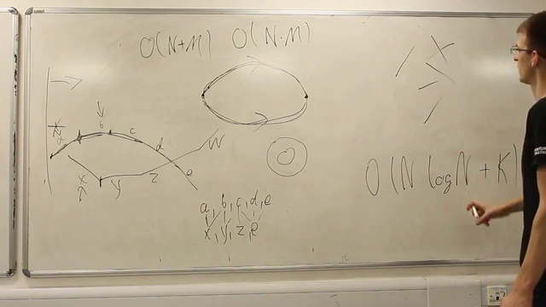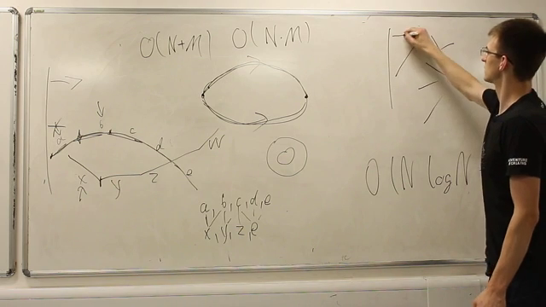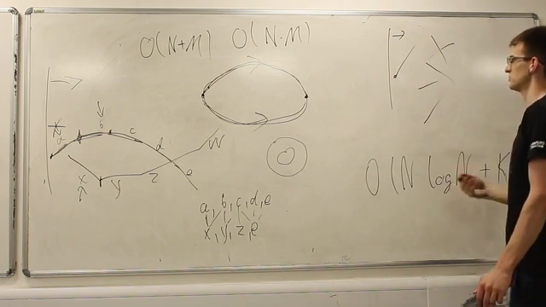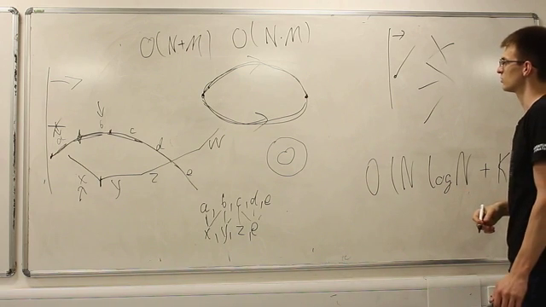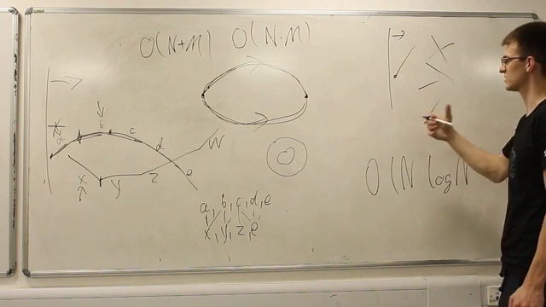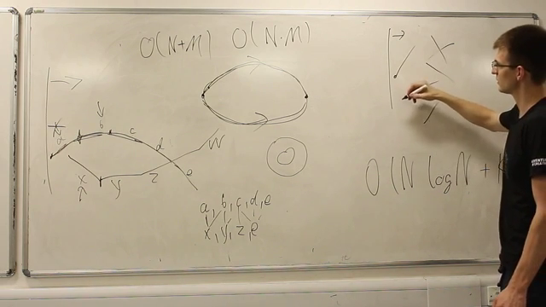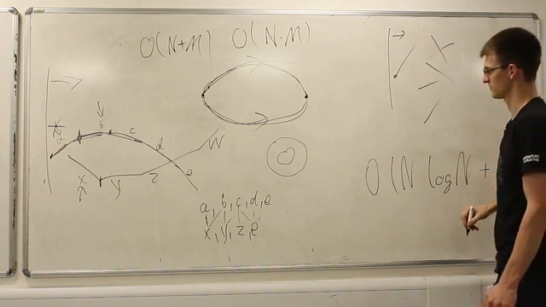And in short, we use the sweep line, and when we encounter some new segment, we add it to the set of segments, the current set of segments, intersecting with the sweep line.